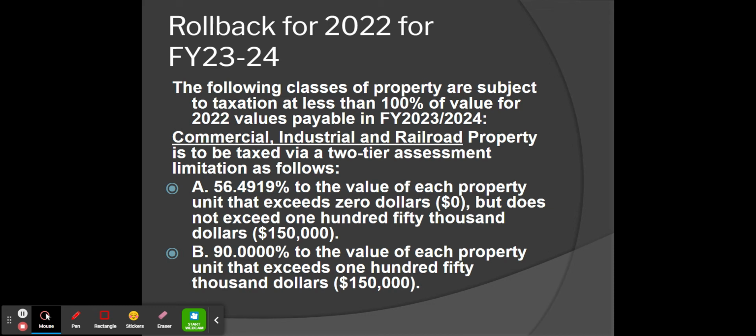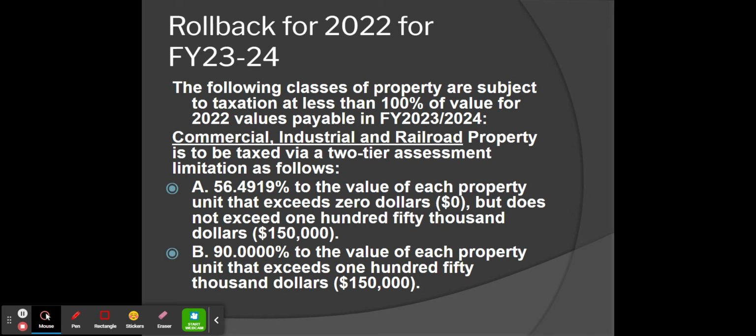Now, commercial, industrial, and railroad property, beginning with the assessment year 2022, are taxed via a 2-tier assessment limitation. The first tier being 56.4919%, so that's our residential value. And that's the percentage that the value of each property unit that exceeds $0 but does not exceed $150,000. It is taxed at that percentage.